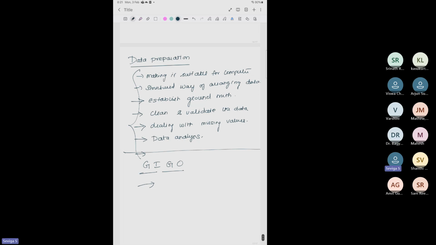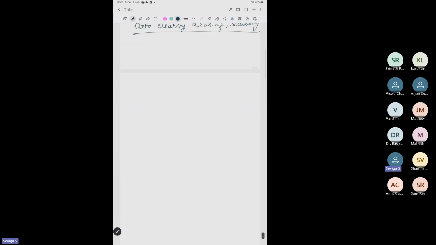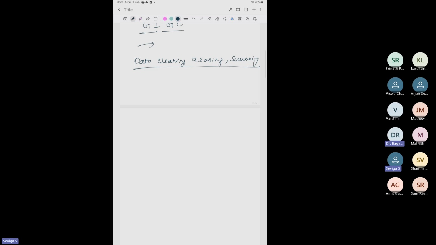Data preparation can sometimes be called data cleaning, data cleansing, or data scrubbing. It can be called by these names also. Most of the time our data comes from noisy sensors, damaged hard drives, simulation programs with bugs, or even from incomplete transcriptions or paper records. Most of the data comes from paper records. Some human will convert the paper record into a digital format. At that time, human-induced errors can come.